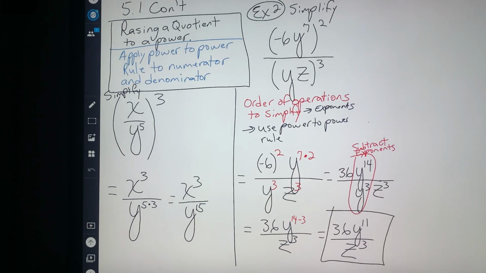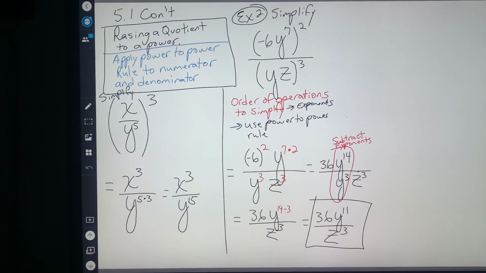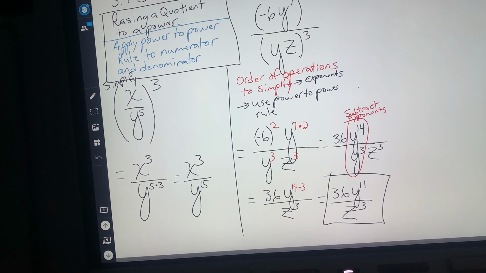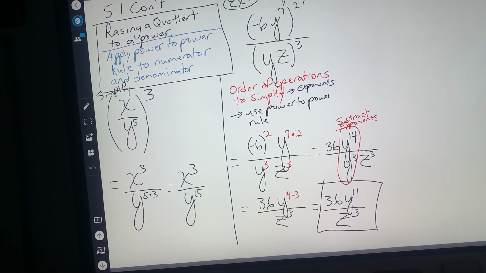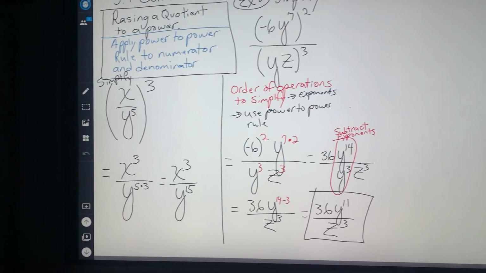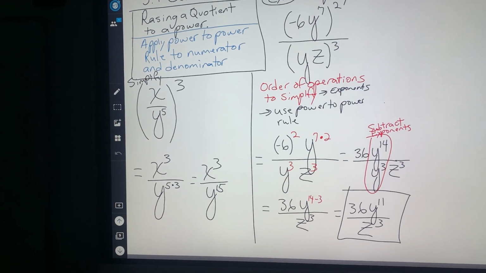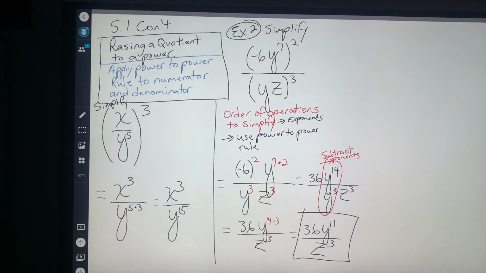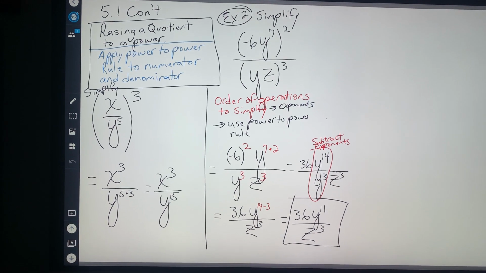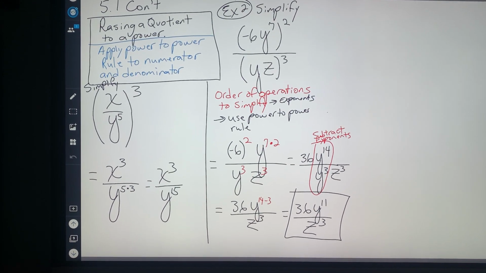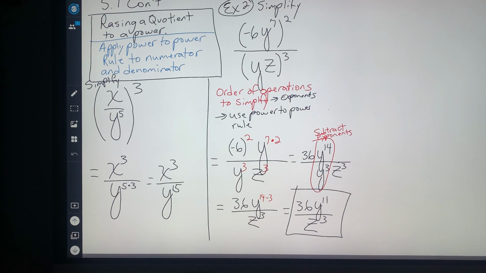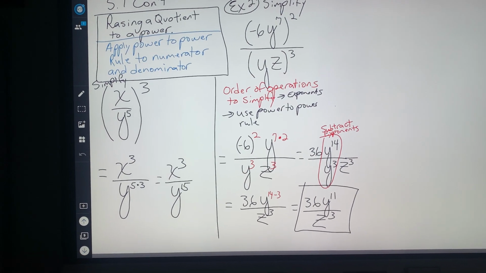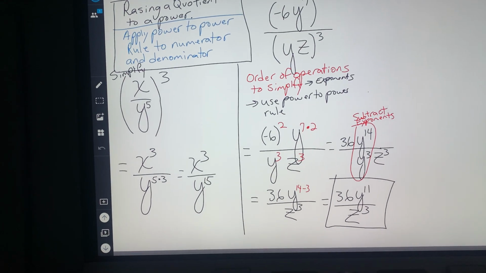Same thing with fractions. If we are dividing variables, that power to a power rule applies to both the numerator and the denominator. So in this case, we'll get x to the third power, and then y to the 5th times the third power over y to the 5th times the third power.